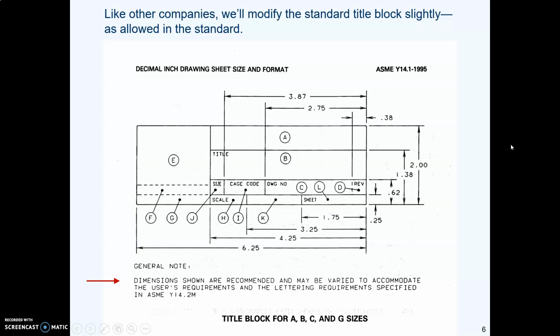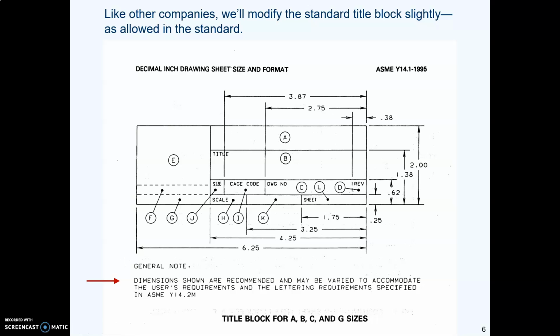The CAGE code stands for, what does that stand for? Commercial and Government Entity. This is a number that you have to put on your drawing if you are making a drawing for a U.S. government agency, Department of Defense or any other agency. If you're just working in a commercial setting where you're not working with government agencies, you can omit that CAGE code box. And so that's what I've done with our standard class title block. I've modified it a little bit as they allow us to do and omitted the CAGE code.